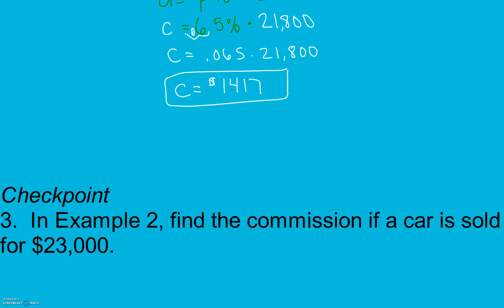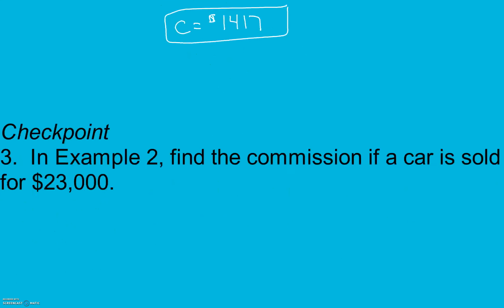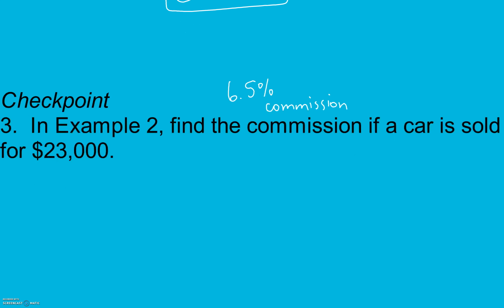Now here, feel free to pause and give this one a try if you'd like. We're going to use the same information, so the same 6.5% commission. But we're going to figure it out based on a car that's $23,000. So again, part equals percent times base. And our percent is pretty straightforward here, 6.5.